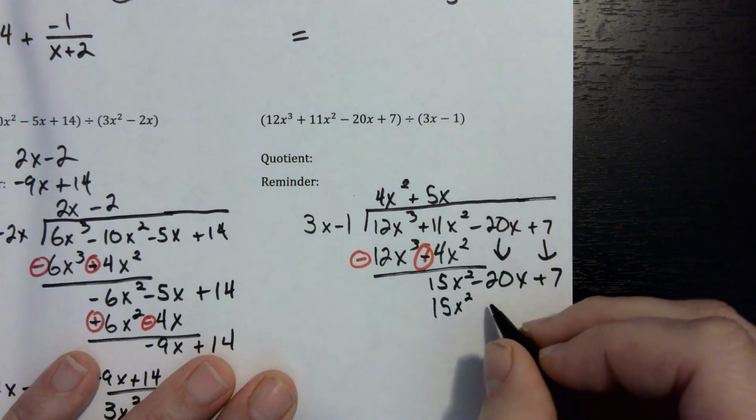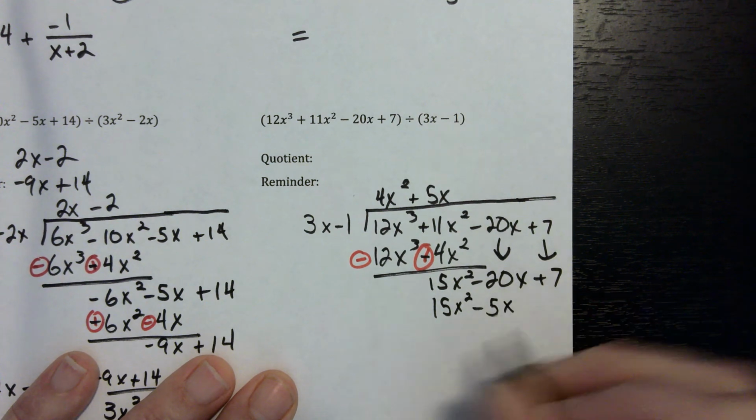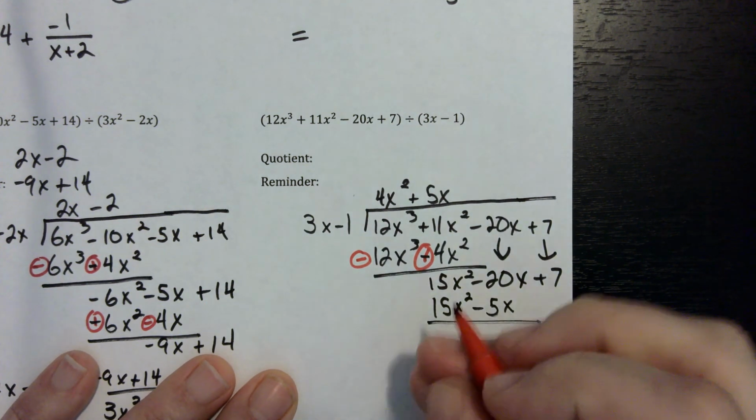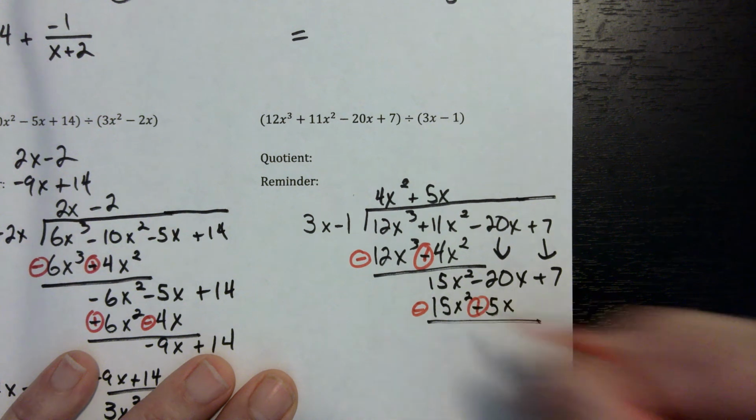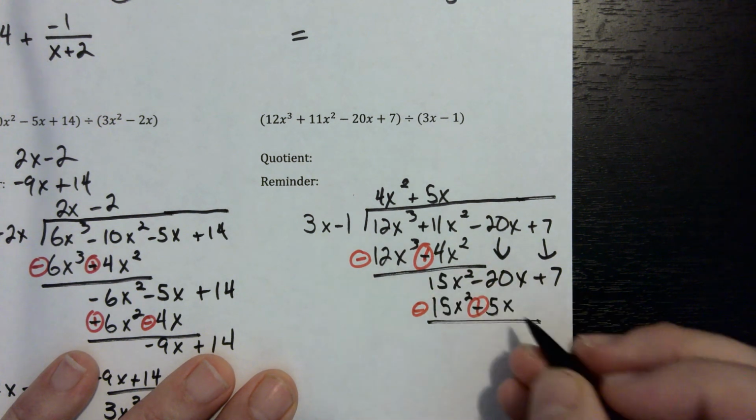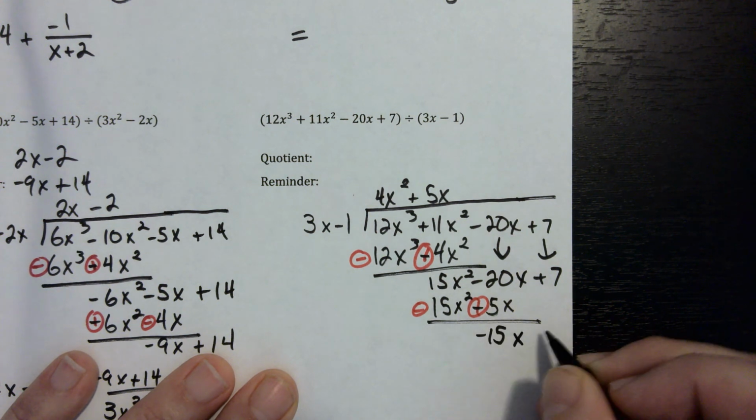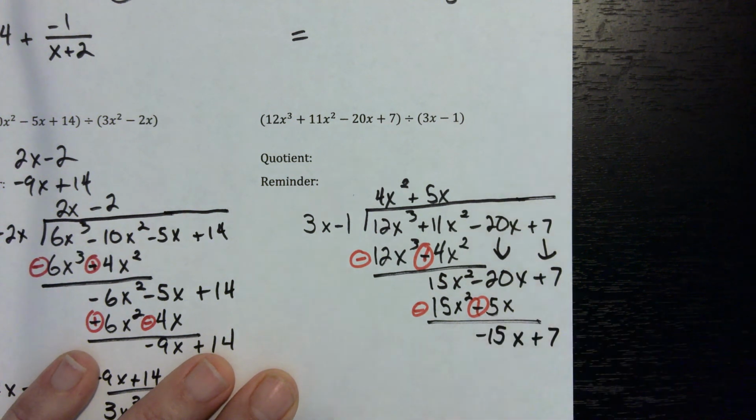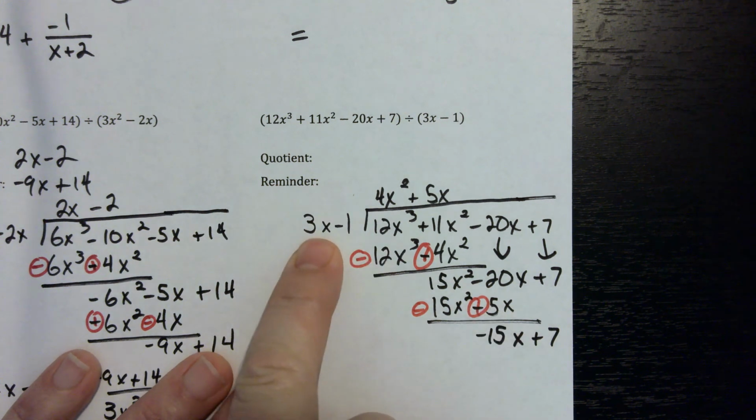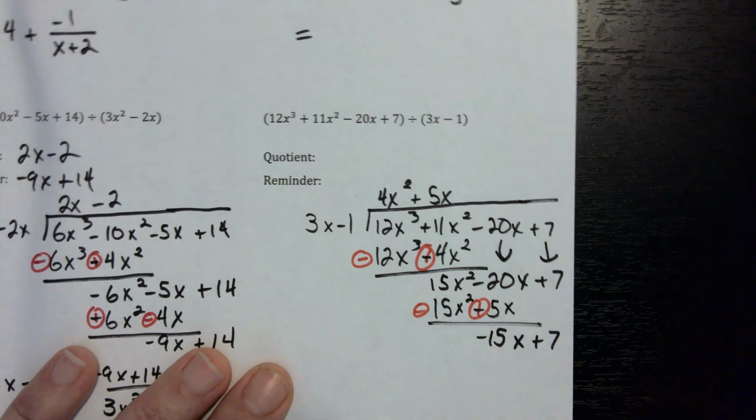5x times negative 1 is negative 5x. Okay. Change the sign, and I get, this one goes away. This one becomes negative 15x plus 7. I'm just dropping down that last 7. Okay, we can do it one more time. What do I multiply 3x by to get negative 15x?